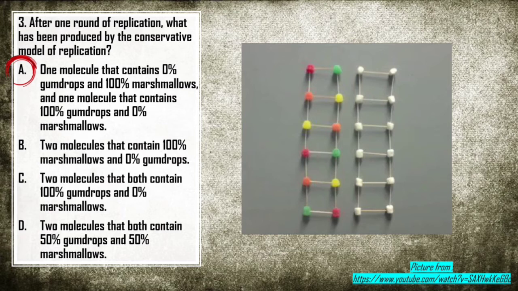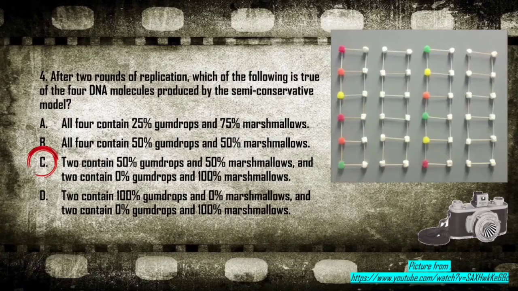For the second question, in this activity, DNA molecules containing only original template DNA are represented using A, gumdrops and toothpicks only. For the third question, the image shows one round of replication for the conservative model. So the answer is A, one molecule that contains 0% gumdrops and 100% marshmallows, while the other one contains 100% gumdrops and 0% marshmallows. The fourth question, the image shows after 2 rounds of replication for the semi-conservative model. So the answer is C.